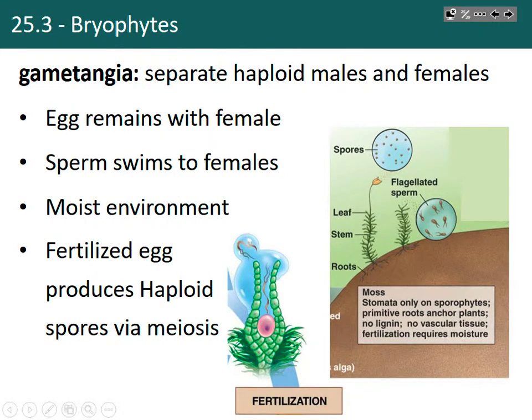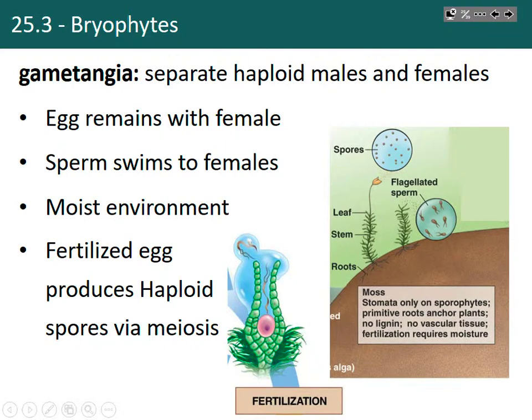And so in this gametangia system, we have separate haploid, sort of male or female individuals, egg producing or sperm producing individuals. The egg remains with the individual, is not free moving. The sperm swims over to the egg. This means that they have to have moisture for reproduction to occur. So if there's a long period of drought and desiccation and no moisture, then no reproduction happens. There's no growth, there's no reproduction, they're waiting for moisture to come back.